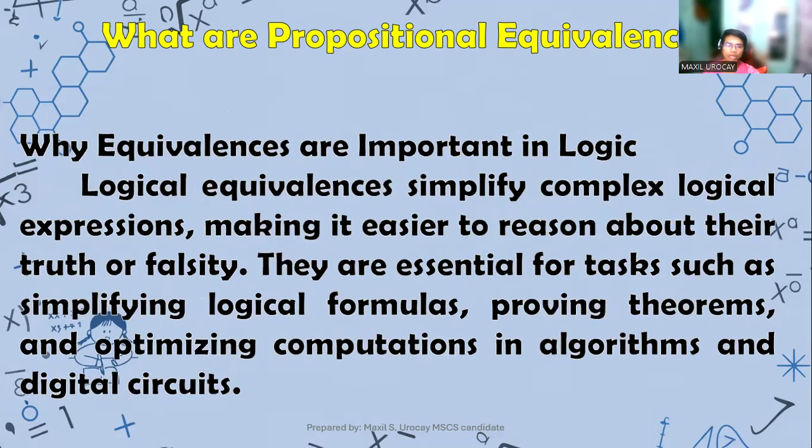Why is equivalence important in logic? This is to simplify complex logical expressions, making it easier to reason about their truth or falsity. They are essential for tasks such as simplifying logical formulas, proving theorems, and optimizing computations, algorithms and digital circuits. This is really important, class, as we can definitely verify if this is equal. It's like in accounting where there is balancing; here this is also a way of balancing them, if they are related to each other in terms of specific rules.